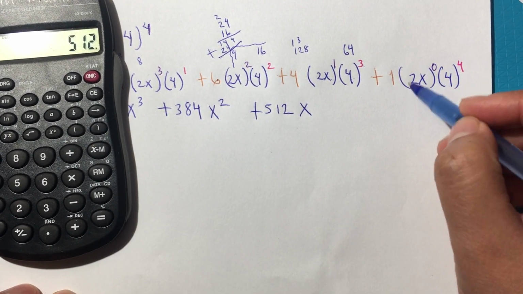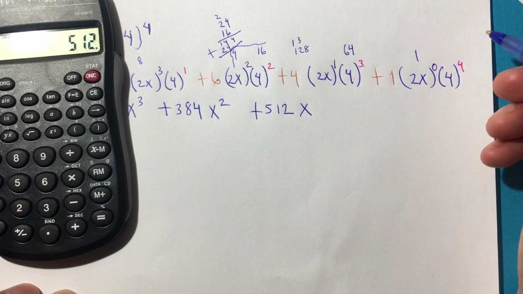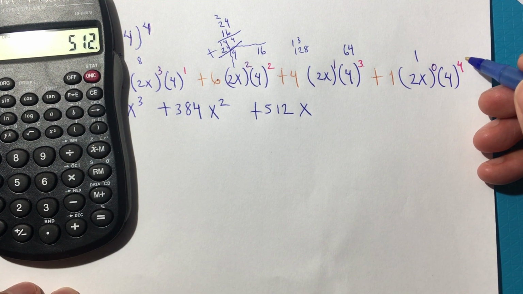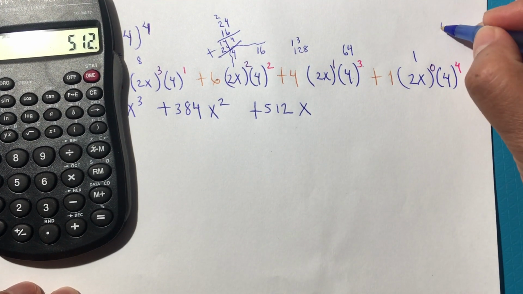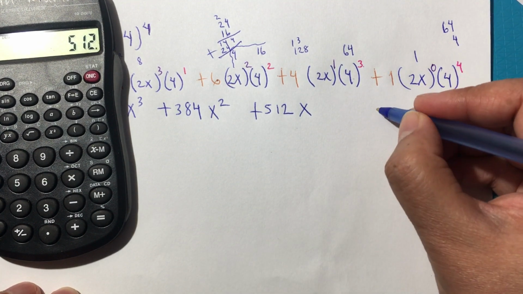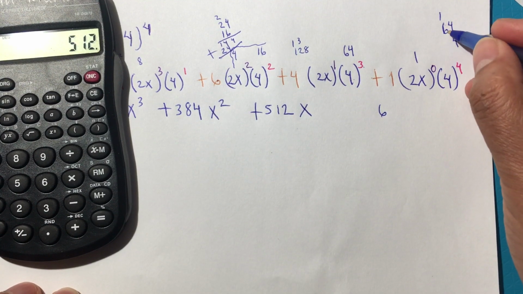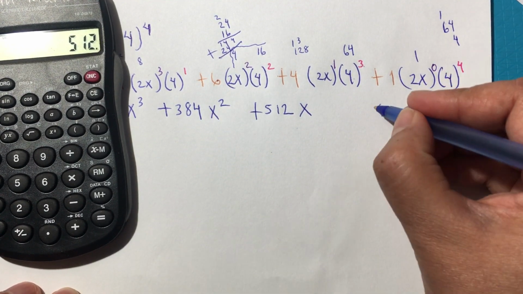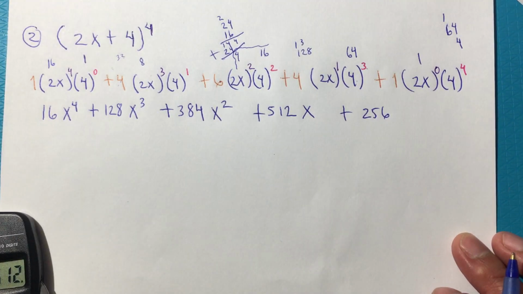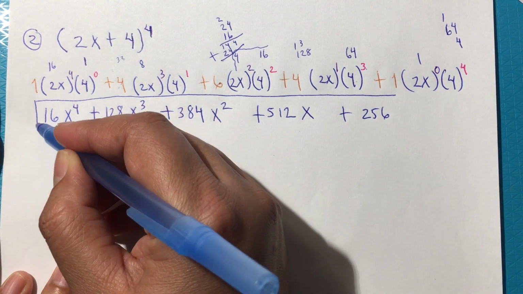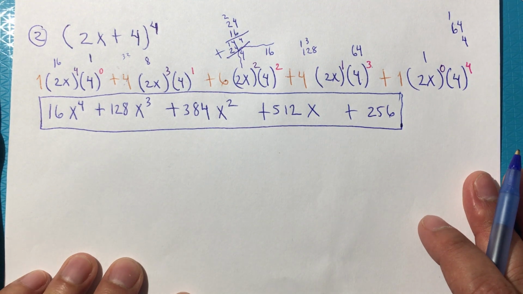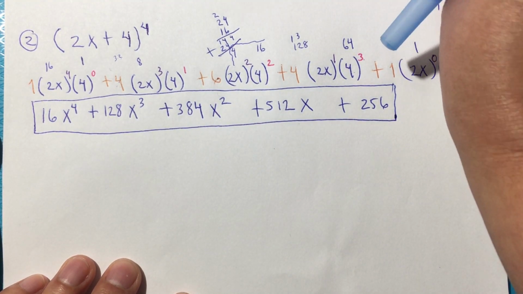For the last one, this whole thing becomes a 1. 1 times 1 is 1. And 4 to the 4th power is 4 times 4 is 16. 16 times 4 is 64. And 64 times 4 is, 4 times 4 is 16, carry 1. 4 times 6 is 24, 25. So plus 256. So that's the answer after you do the binomial expansion with a shortcut of using the Pascal triangle.